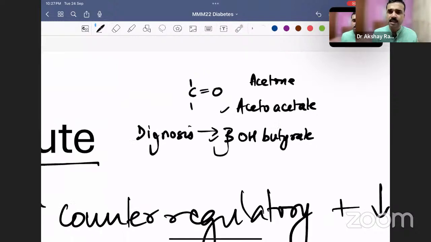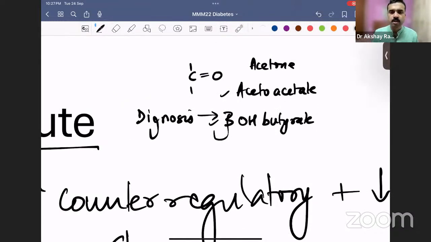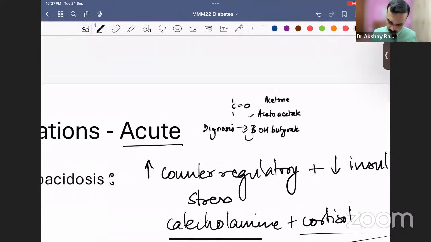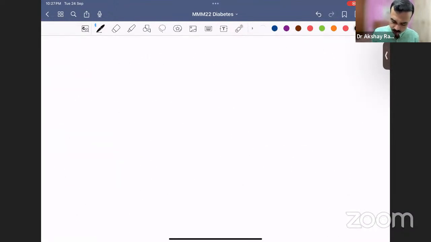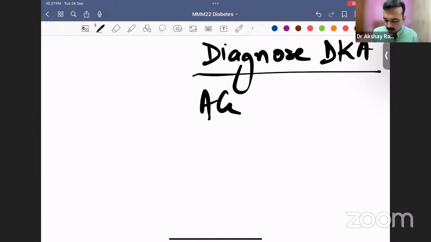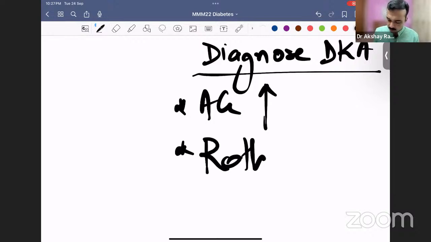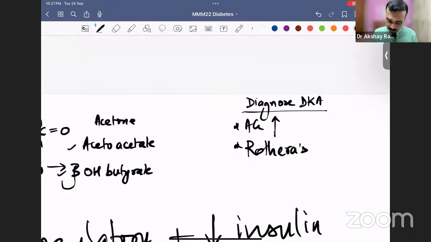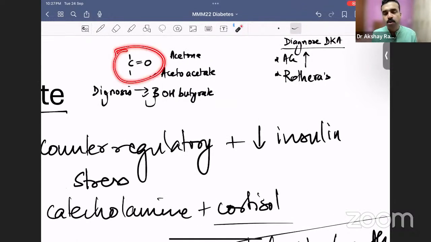Earlier tests, classically what was taught, so how do you diagnose diabetic ketoacidosis? Earlier traditional testing, look at the anion gap. If the anion gap is high, it's an indirect evidence that yes, person has high blood glucose with high anion gap. DKA is a possibility. A little more direct evidence, you go for Rothera's test. Rothera's reagent is nitroprusside. Nitroprusside will detect the C double bond O.